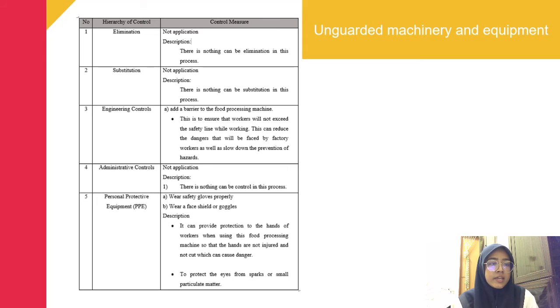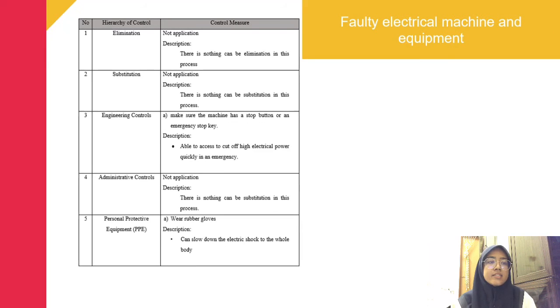And for personal protective equipment, we must wear safety gloves properly and wear goggles. The description is that it can provide protection to the hands of workers when using this food processing machine so that the hands are not injured and not cut, which can cause danger, and to protect the eyes from sparks or small particulate matter. The second hazard is faulty electrical machine and equipment.